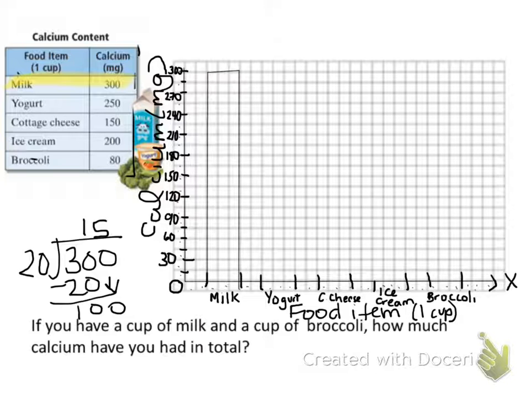Then yogurt is 250, and 250 would be about right here. Oh, I didn't make it wide enough. There, it should be straight across the top, but it's really hard on here. Next one's cream cheese, which has 150. So I'm going to draw it up to 150, which is right here.